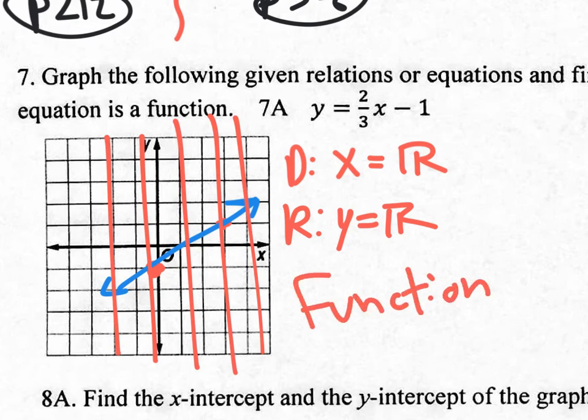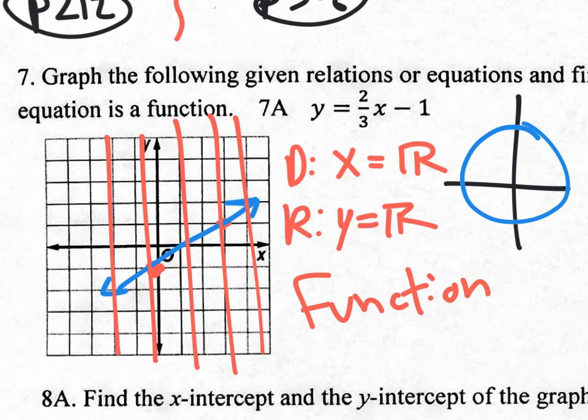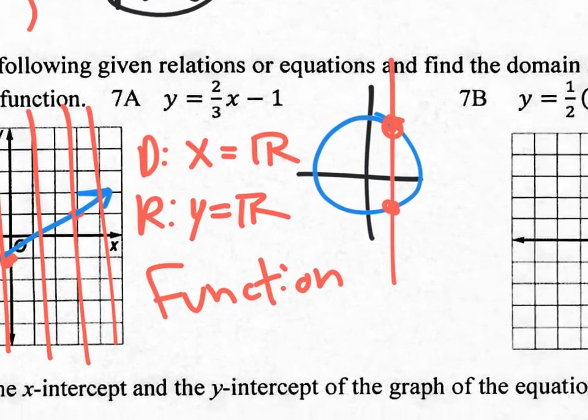Now, if I had something like, let me just do a quick sketch. Let's say I had like a circle, then that would not be a function anymore, because if you draw a vertical line through it, it'll pass at 2 points. So that would be no longer a function, it's just a relation. So yes, even this stuff's coming out on the test.